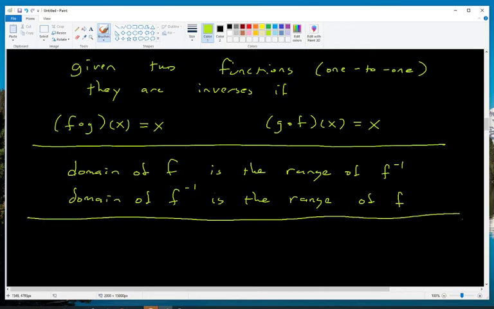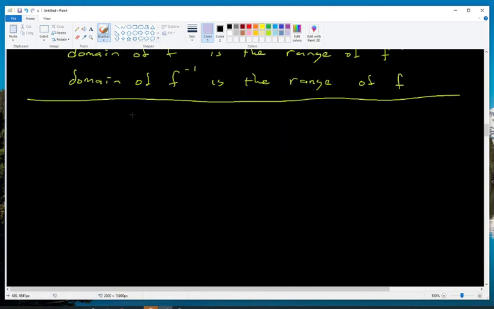Okay, so let's look at an example with some numbers to see what this actually looks like, and then we'll check it with an easy case first. So let's say f of x equals x cubed and g of x equals the cube root of x, and we'll say, are they inverses?